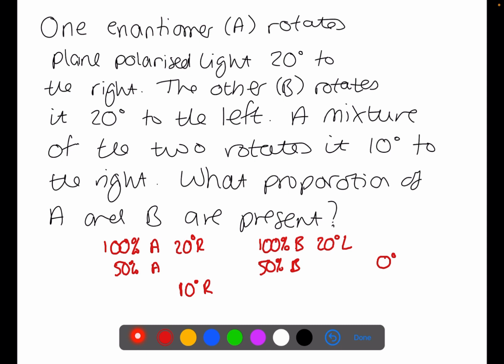So in the mixture, we know that we have to have 2 parts which will be cancelling each other out to give the 0, and then there must be an excess of A, which is giving the 10 degrees rotation to the right. So we need to work out what the proportion would be to give us that. So because we have our degrees, which is half of what the original would be, if we have 75% of A and 25% of B, then the 25% of the A and the 25% of B will cancel each other out, leaving 50% A left over, which will give the 10 degree rotation to the right, which is the excess that we would see.